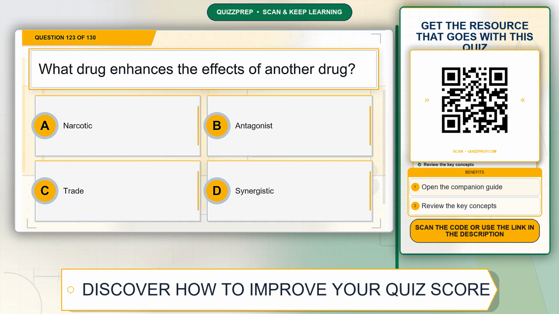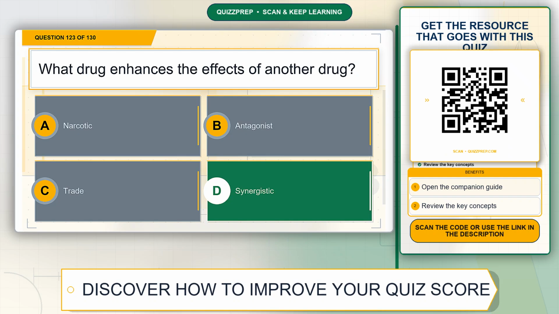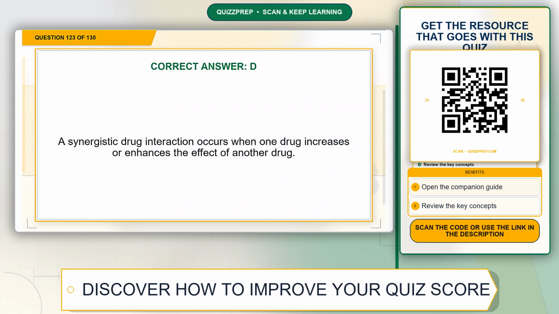Question 123. What drug enhances the effects of another drug? Option A, narcotic. Option B, antagonist. Option C, trade. Option D, synergistic. The correct answer is option D, synergistic. Explanation: a synergistic drug interaction occurs when one drug increases or enhances the effect of another drug.